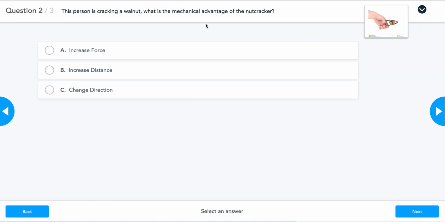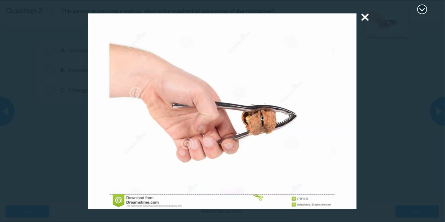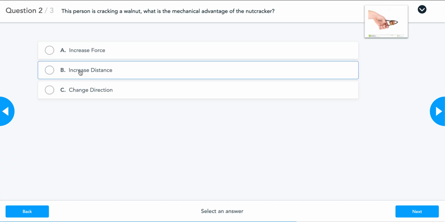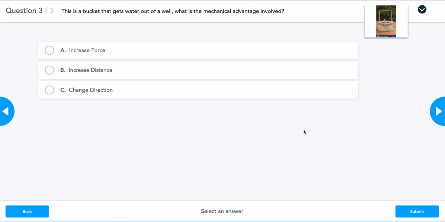All right, this person is cracking a walnut. What is the mechanical advantage of a nutcracker? So in this example, the person is moving their hand a decent amount of distance, and this part right here that's cracking the walnut is moving less distance, which means that its force increases.